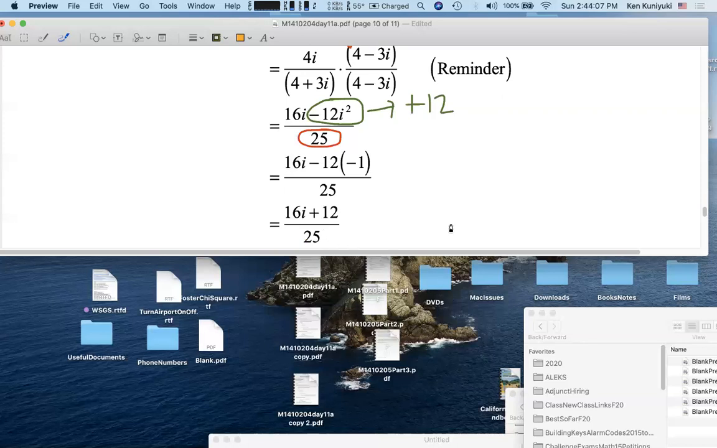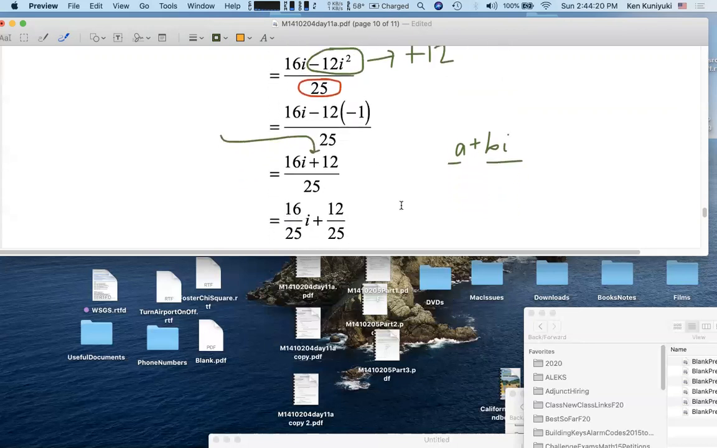Remember, the goal is to get standard form, a plus bi, where a and b are real. We have two terms here. Let's split the fraction. So we get 16i over 25 plus 12 over 25. Remember, the i on top can pop out. So we get 16 over 25 times i plus 12 over 25.